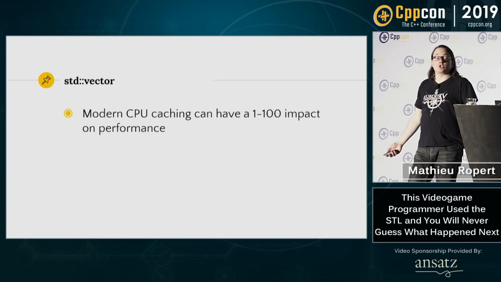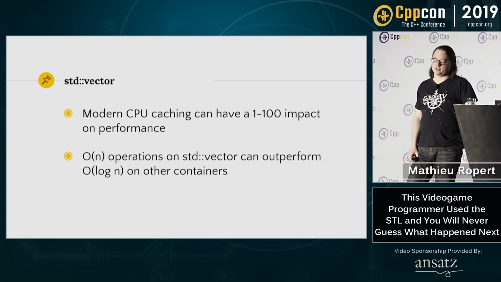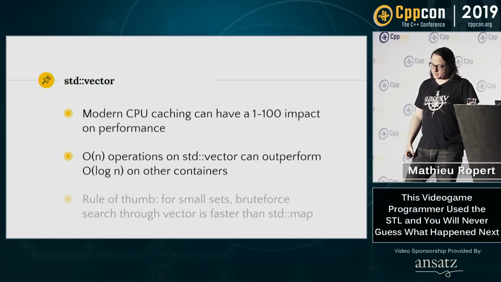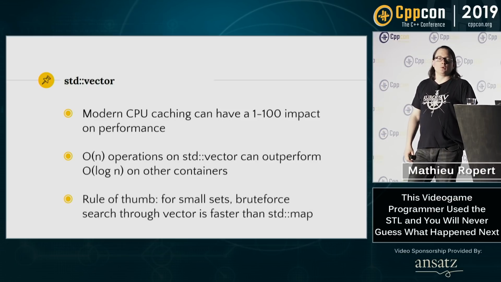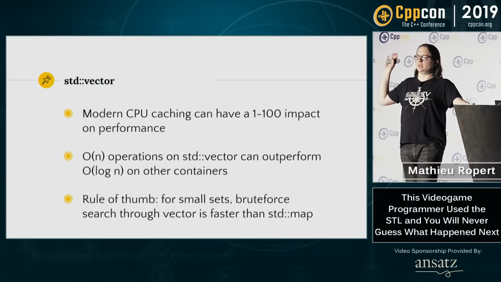And since we have so much of an impact, of course, the big takeaway is that sometimes big O is lying to you. Sometimes you do a linear operation on a vector, and it's faster than a logarithmic operation on another container because of caching. Because you're starting with a factor of 100 as a penalty. So yeah, if you have a small set, and small sets may vary, you might have to bench it. Brute force through a vector will be faster than like a map or whatever.